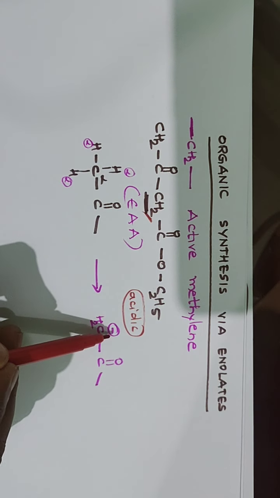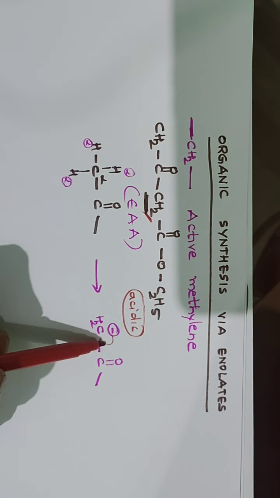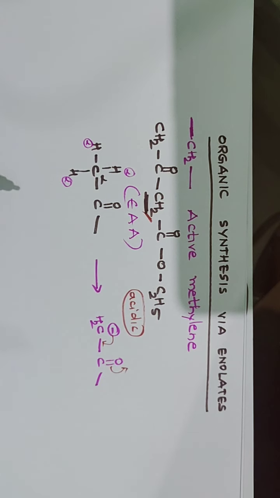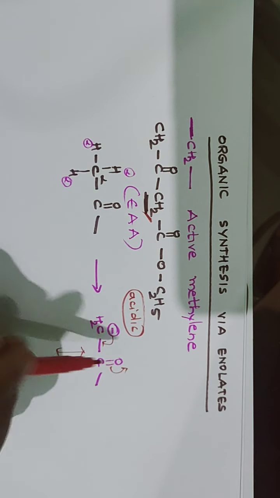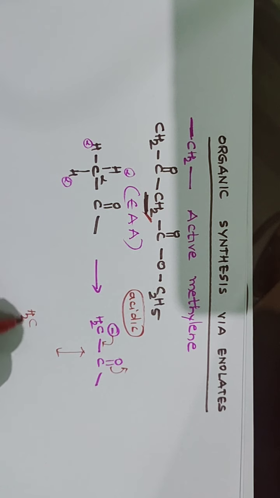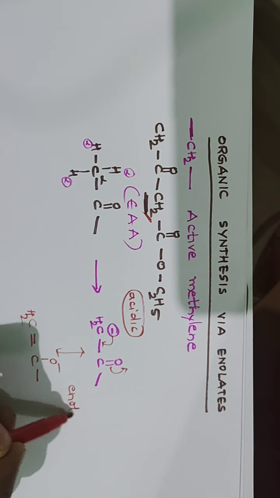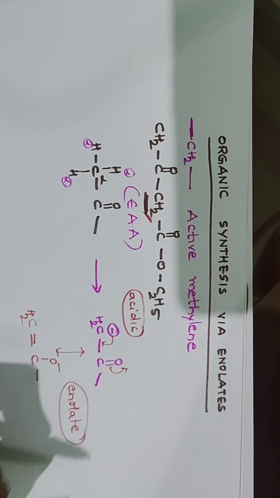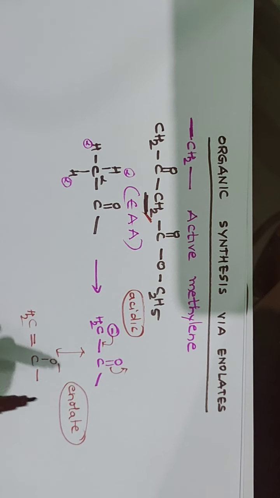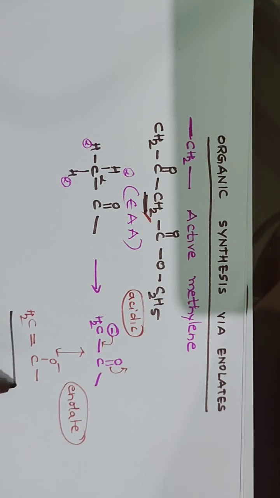The anion formed is resonance stabilized. CH2. So this is called an enolate. We call it an enolate. En because of the double bond, and ate because of O minus. So this is called an enolate ion.